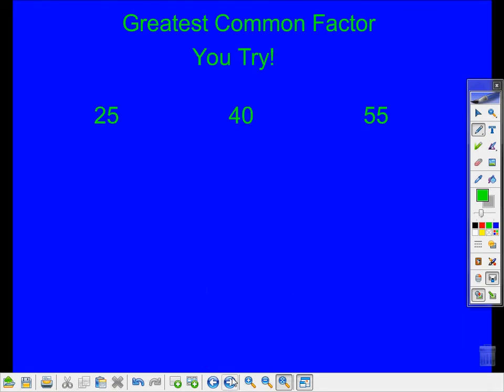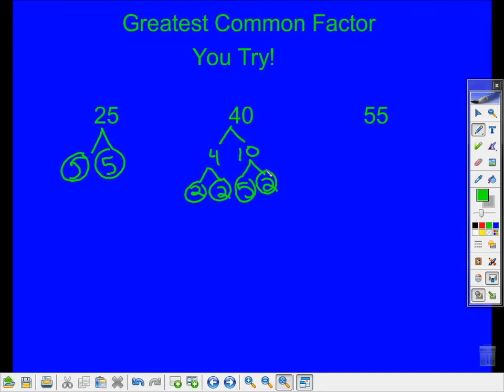Try this one by yourself before watching me do it. All right, I'm going to break 25 into 5 and 5. Those are both prime. 40, I'll do 4 and 10. 2 and 2, prime, prime. 5 and 2, prime. 55, let's do 5 and 11, and both of those are prime. So now I'm going to do my organization a little bit. For 25, I did 5 and 5. For 40, it was 2 times 2 times 2 times 5. And then for 55, it was 5 times 11.